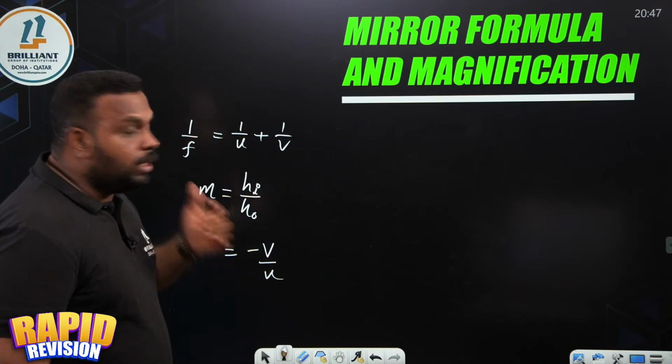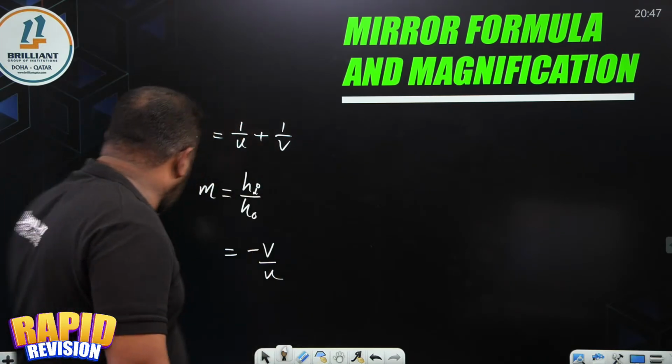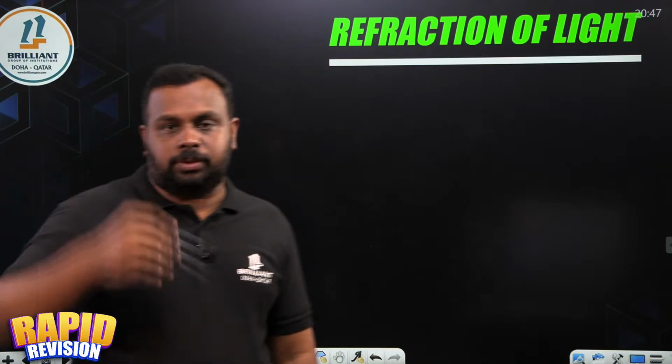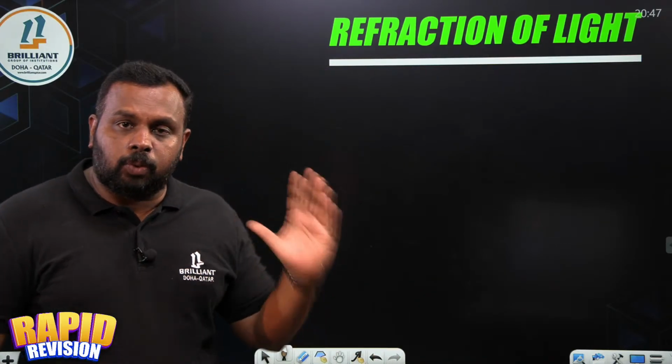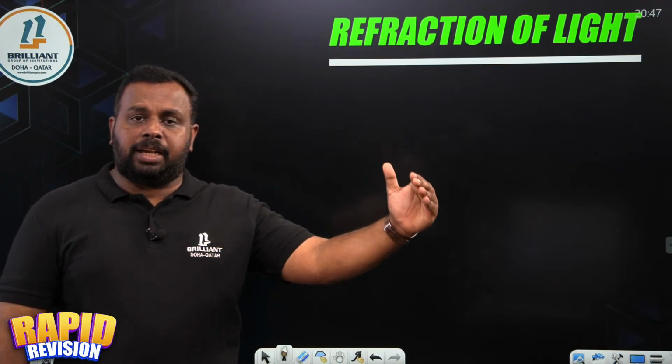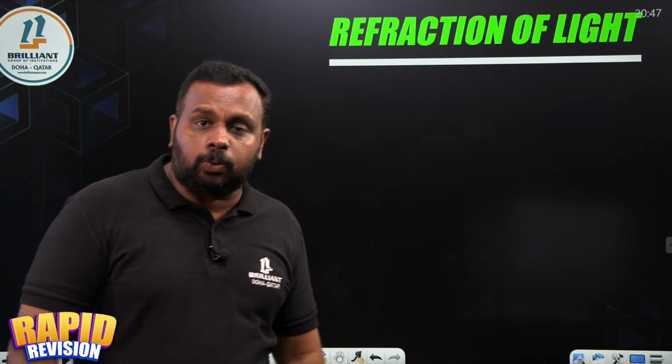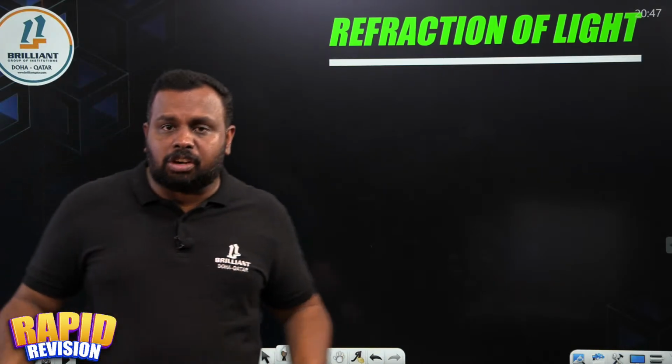So minus V by U. Please study this. Next, refraction of light. Refraction, core topic of this chapter. What is refraction? It is a phenomenon of bending of light. When light travels from one medium to another medium obliquely, it is called what? Refraction. You know the different cases of refraction.